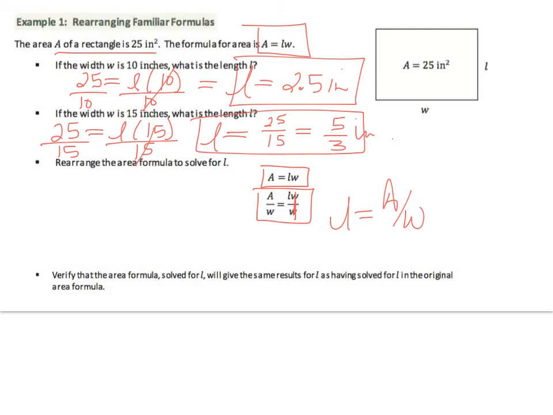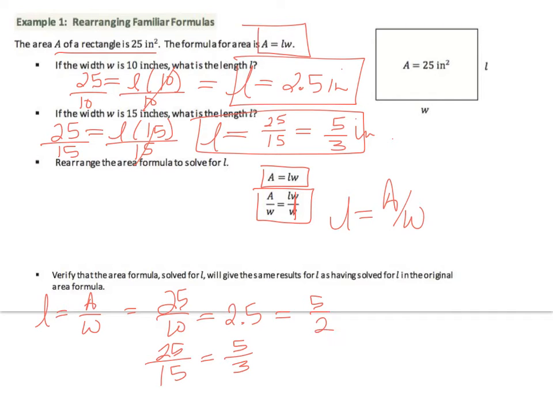Verify that the area formula solved for L will give the same results for L as having solved for L in the original area formula. Well, it is length equals area over width, which the first problem we had was 25 over 10, which is 2.5. In the second problem, we did 25 over 15, which I'm just going to reduce to 5/3. This one actually reduces to 5/2. So it's the same thing. Okay, we're rearranging formulas that you may see in a science class for different variables.